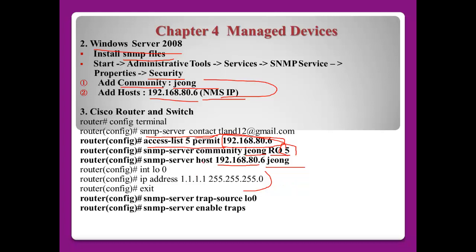So normally a logical device is no problem to be shut down. So normally we use this kind of logical device. And after that, the trap source will be loopback 0. So loopback 0 will send this kind of information to NMS. And SNMP server enable trap. Then we will finish this configuration.